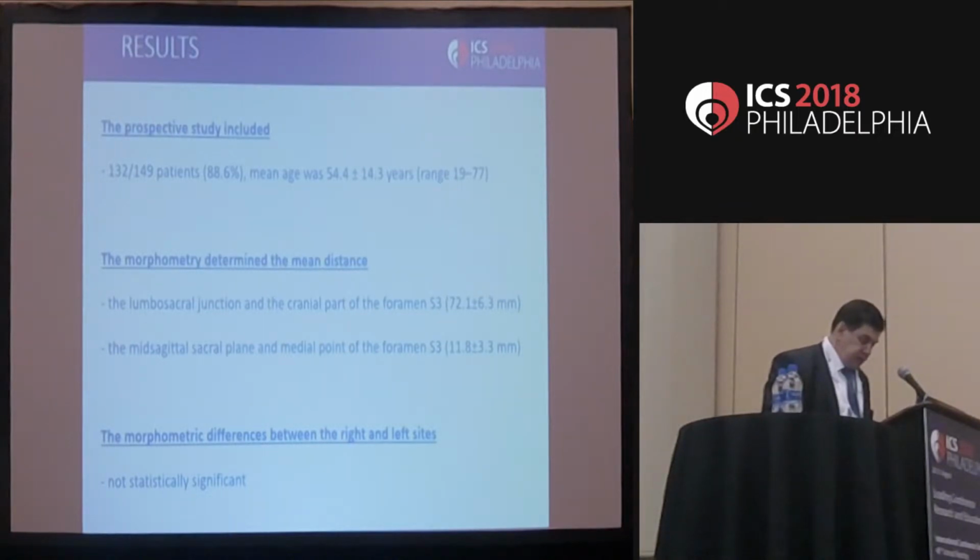132 patients. The mean distance between the lumbosacral junction and the foramen S3 was 72 millimeters. The distance between the mediosagittal sacral plane and the foramen S3 was 11 millimeters. The next variables are shown on our slides. As you can see, there are no statistically significant differences between right and left sides.